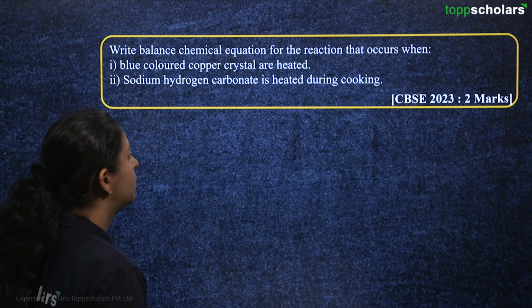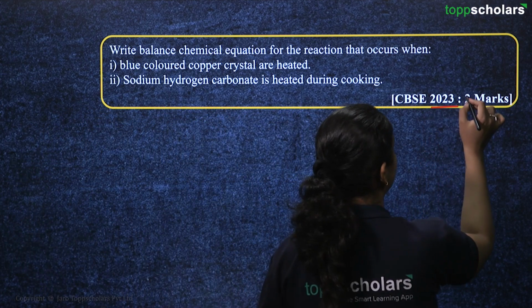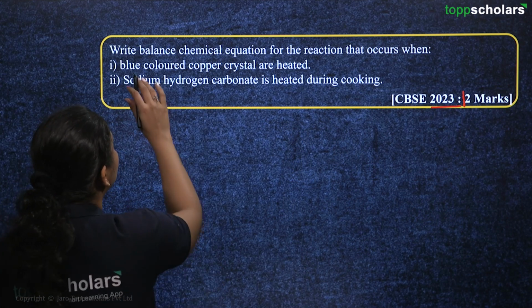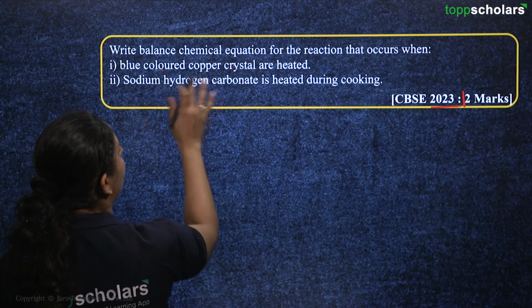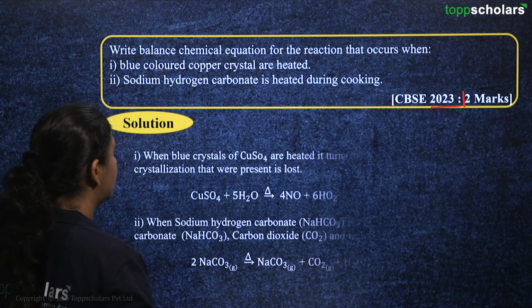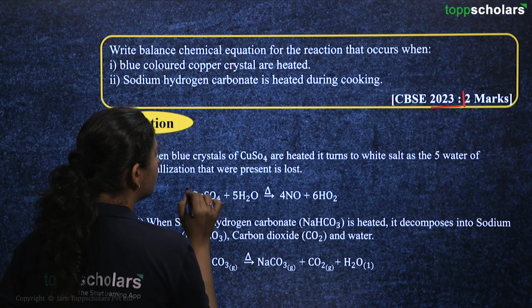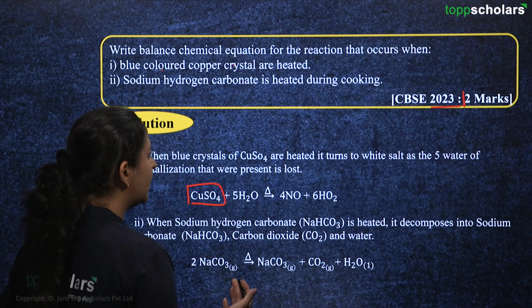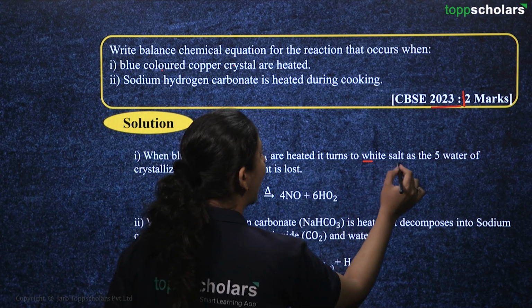For this question, students, it is from the year 2023, giving 2 marks. You have to write the balanced equation when blue colored copper sulfate is heated and when sodium hydrogen carbonate is heated during cooking. So let's look at the solution here. When you have blue crystals of copper sulfate, CuSO4, you are heating it. After heating it, it turns into a white salt.